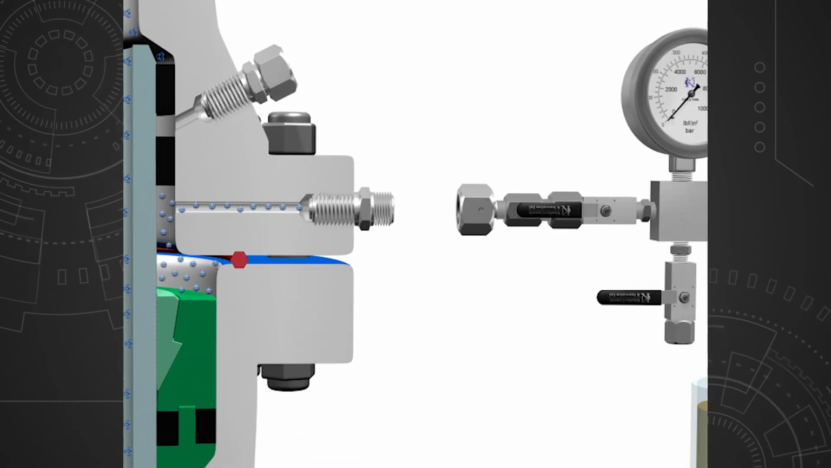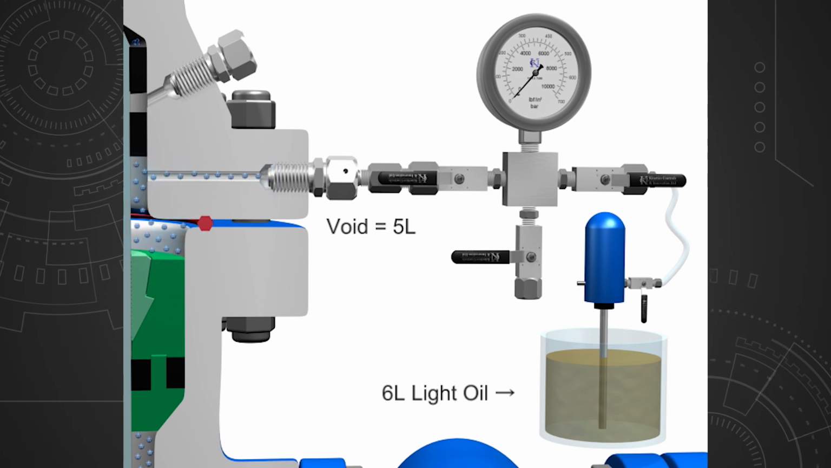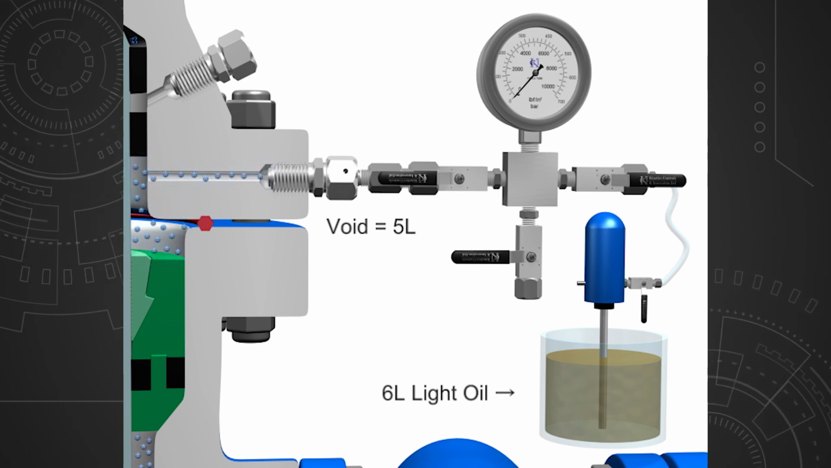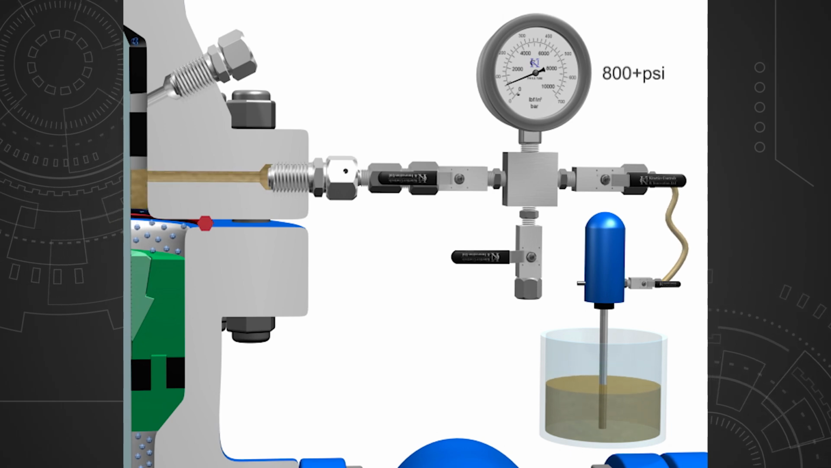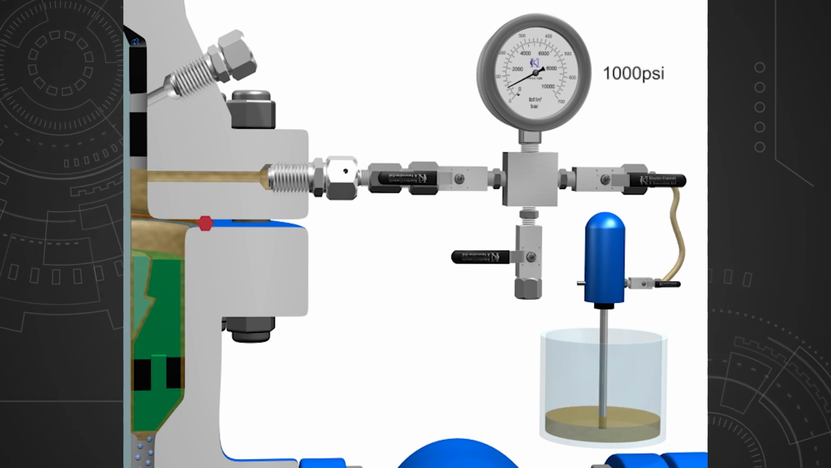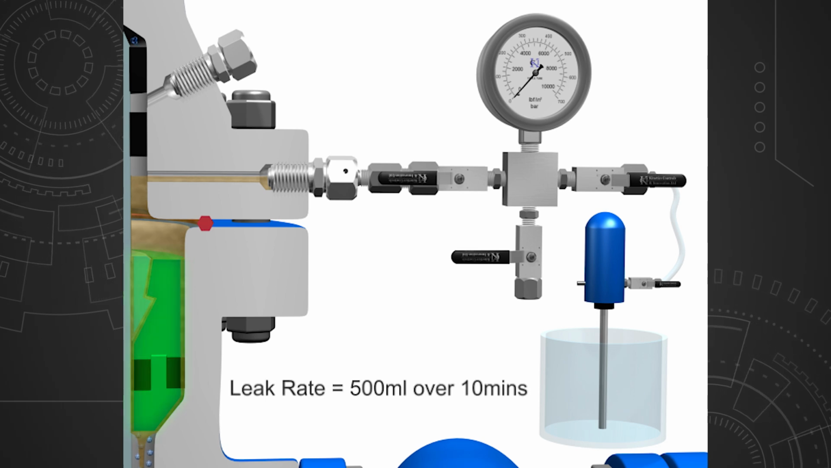Attach the KCI tooling to the casing hanger void test port and deploy test fluid to establish a leak size and rate. We know the void is 5 litres, so have 6 litres available. Deploy the test fluid against the 800 psi within the void. The leak rate is 500 millilitres over 10 minutes.